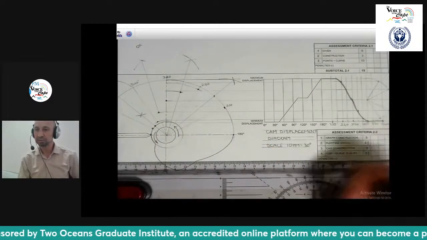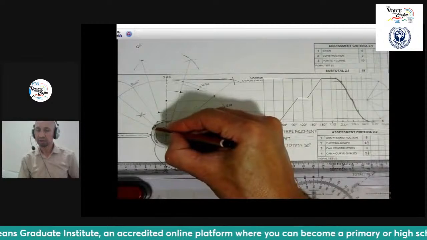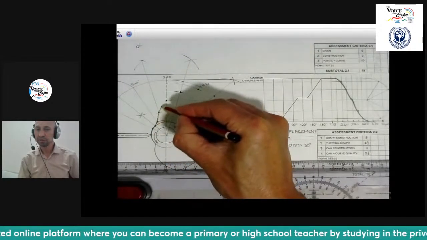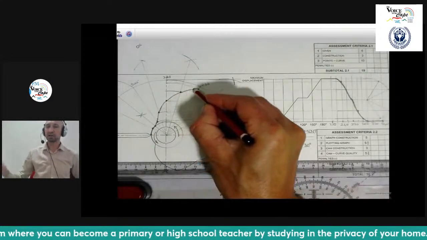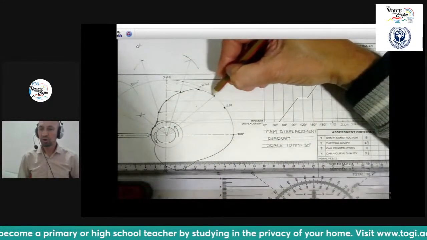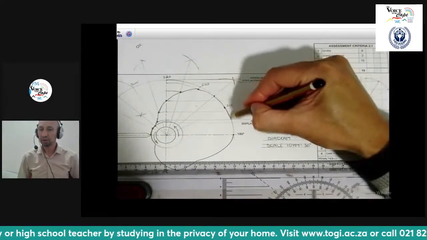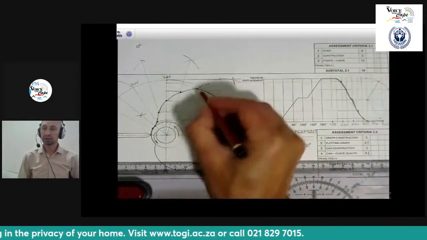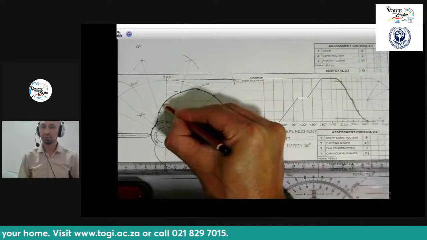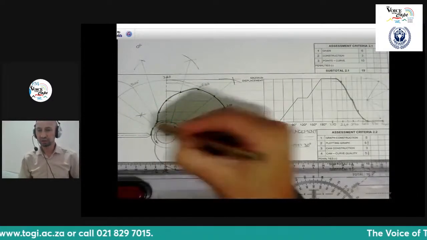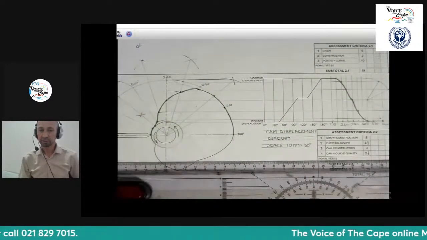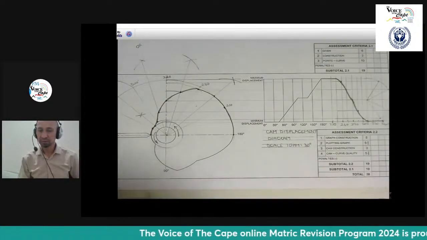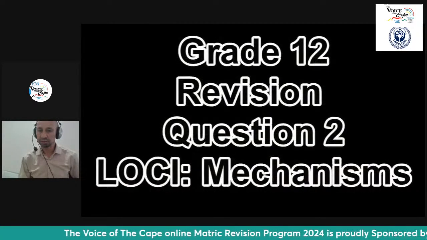And you can simply just now take a line and connect all the points faintly first, making sure that there's a nice curve and a flow of the cam profile. And once you know that you have that line, you can go over it nice and dark, because you do get marks for how you draw the curve. Okay, so that's the one part of the question that we have, and we're just going to pause it there.